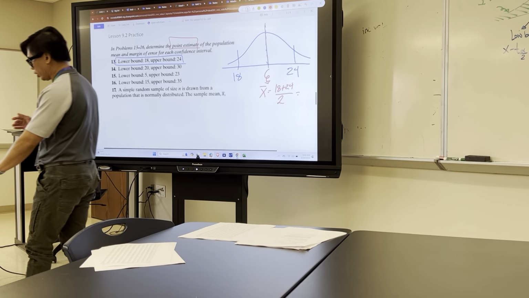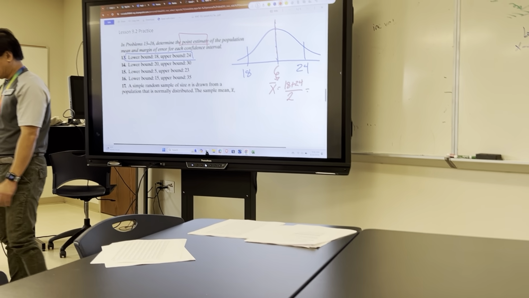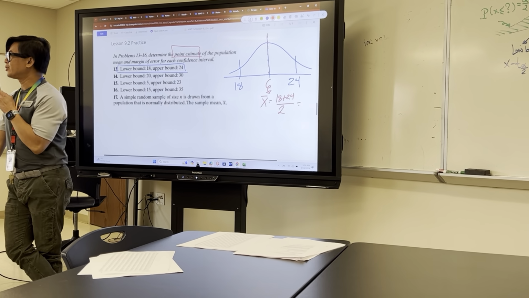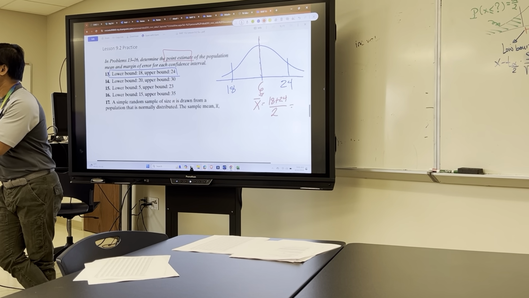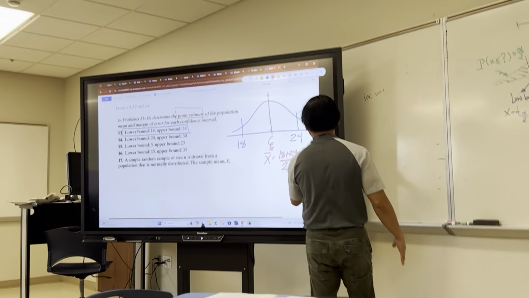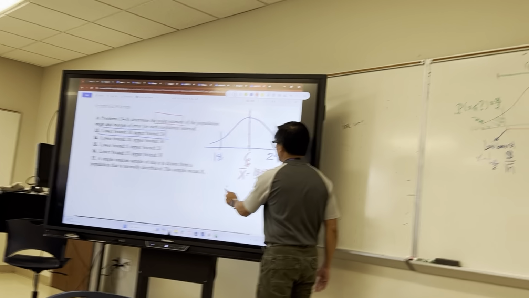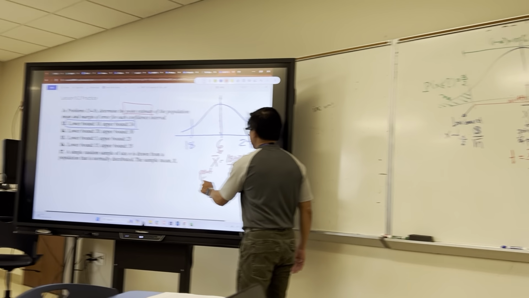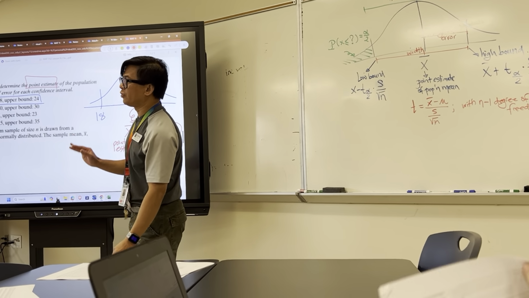All right, calculator, what's that going to be? 18 plus 24 all over 2. Anyone who got the answer for that? Angelina? Robbie? 21, thank you. Sorry for that. Okay. 21. There we go. X bar, again, that is what we call our point estimate. What else do we need for this one?